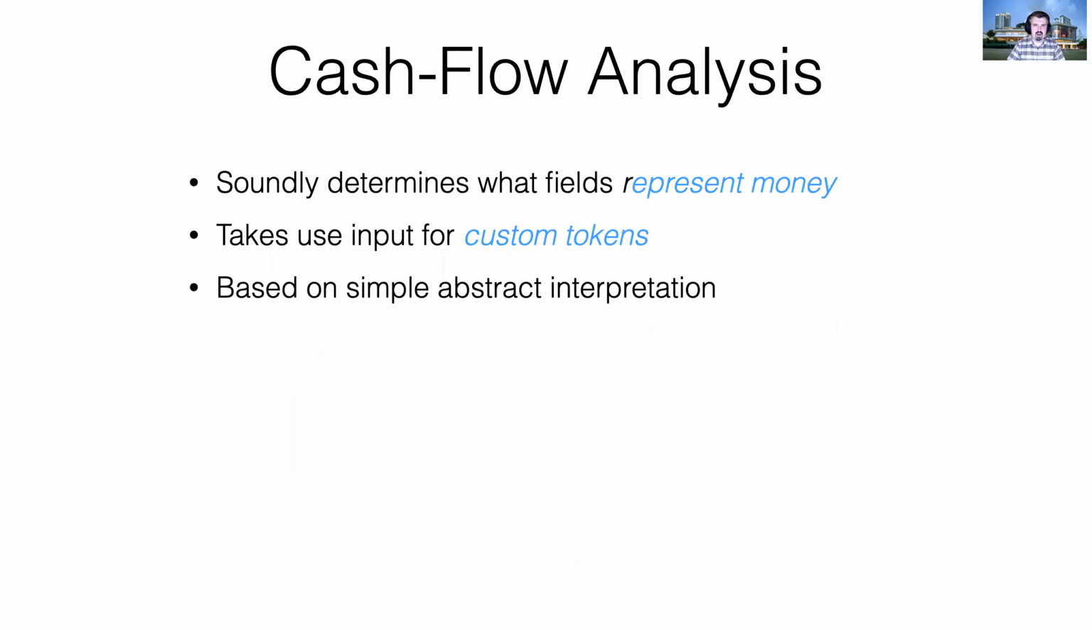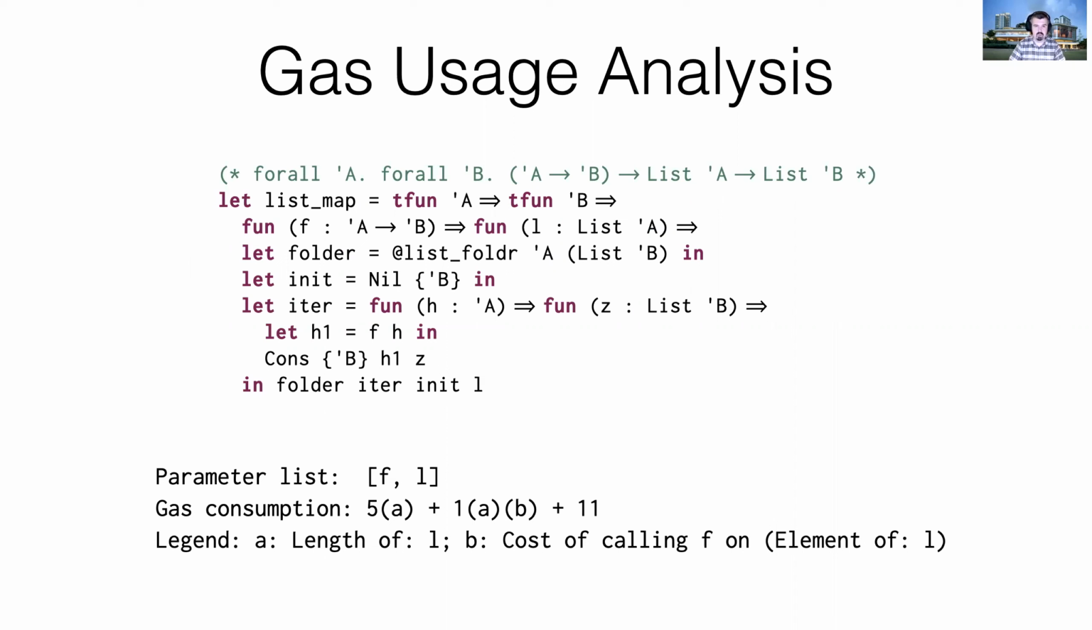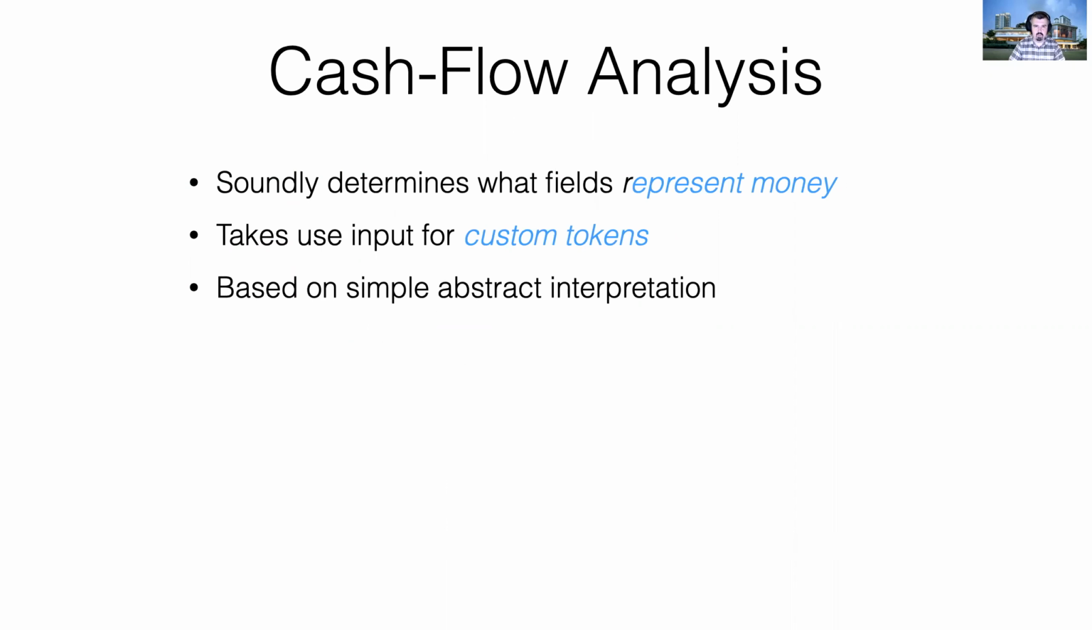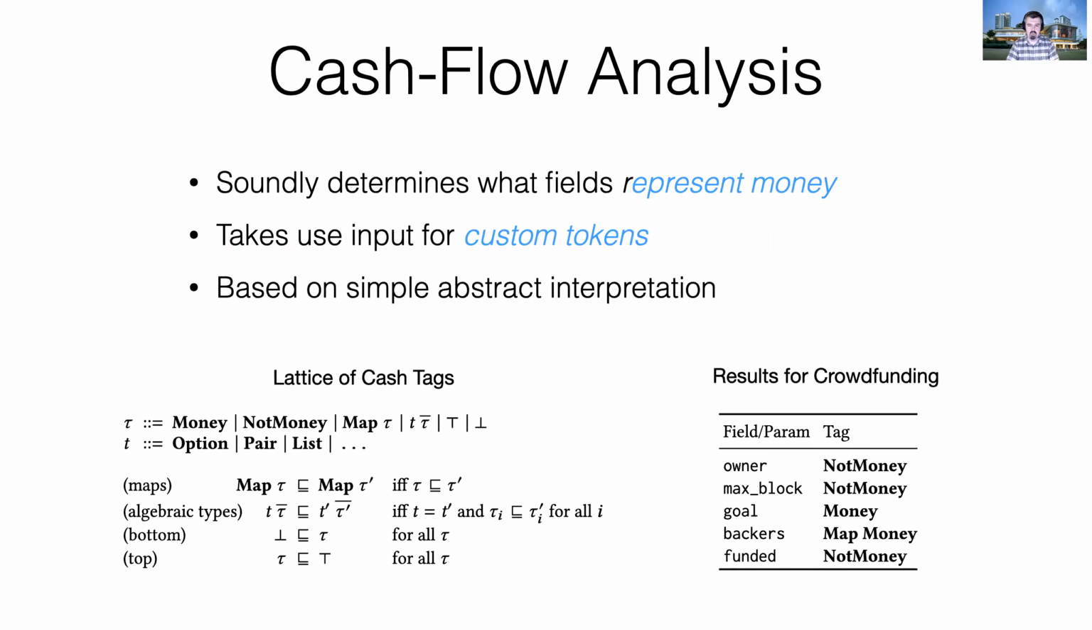Okay, good. So that gave us the analysis that inferred the complexity. So now what about the other analysis? This analysis is more interesting. It's about not making non-trivial mistakes. So how to make sure that we do not miscalculate the money that our contract manages. And for that, we use this idea of cash flow, basically making sure that we can tell which parts of the state of the contract represent money and which do not.